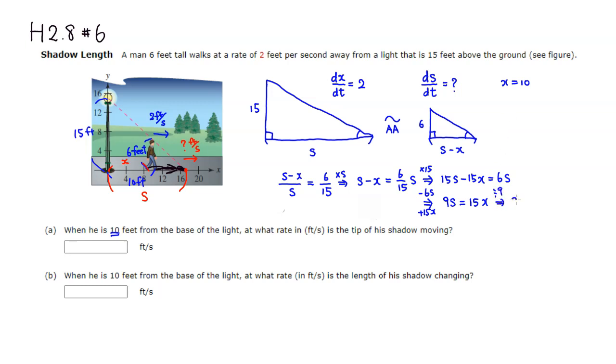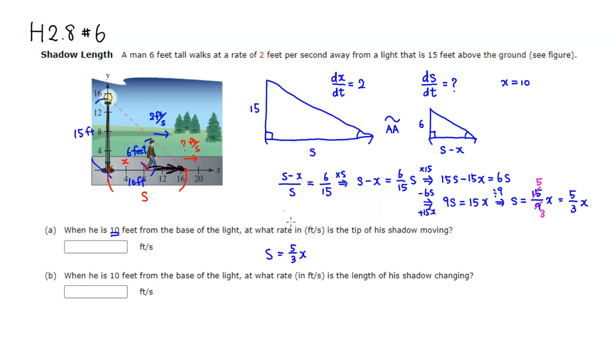So s is equal to 15 over 9 x, which can be simplified, right? Because 15 and 9 are multiples of 3, so divide 15 by 3 to get 5, and divide 9 by 3 to get 3. So s is equal to 5/3 x. All right, so we have such a simple equation: s is equal to 5/3 x.